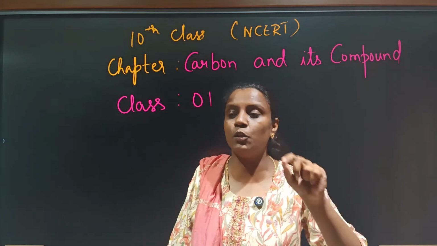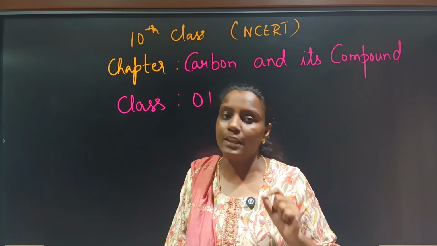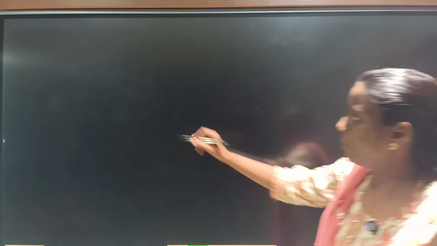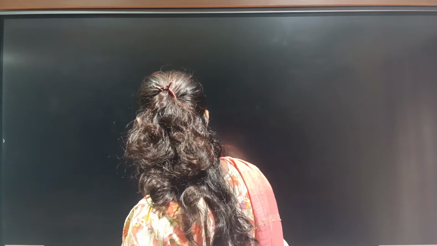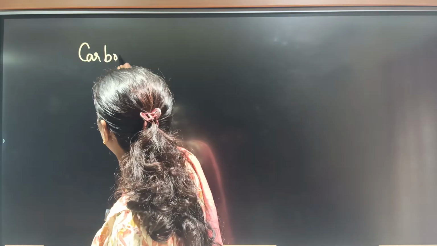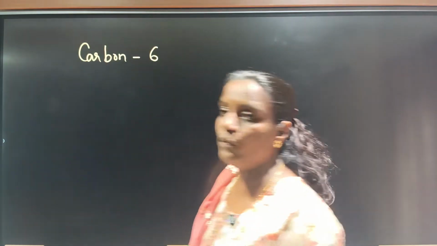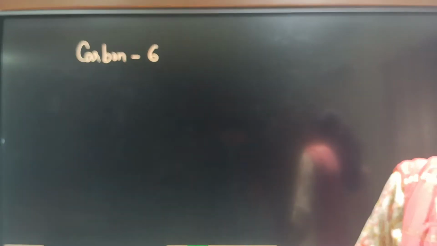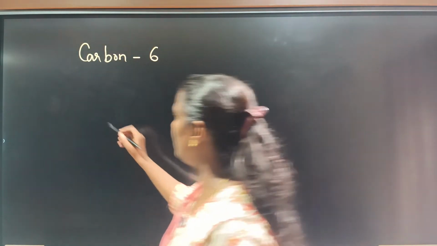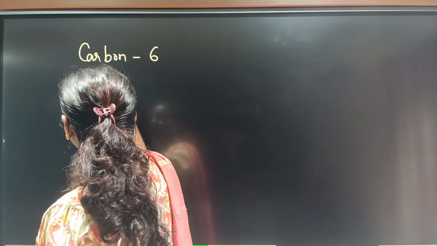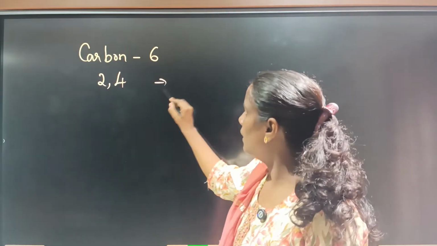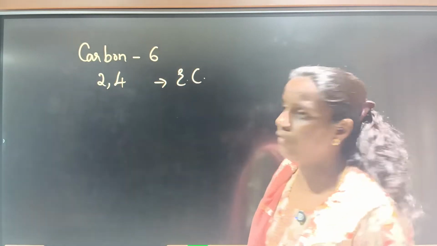I am saying you the group number. 14. Yes, 14th group we are having a carbon element. So when you take the 14th group, what is the atomic number of carbon? 6. So when I write the electronic configuration, what will be the electronic configuration of carbon? 2,4, right? This will be the electronic configuration of carbon.